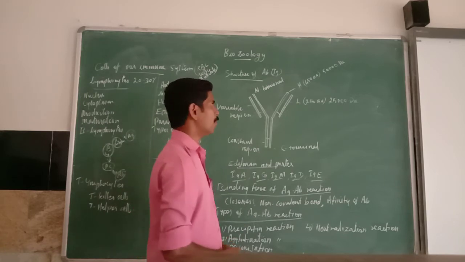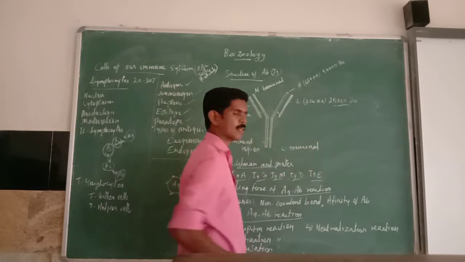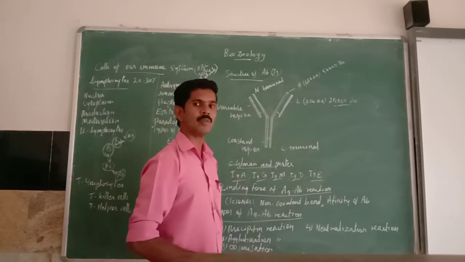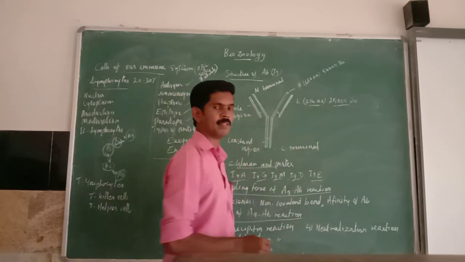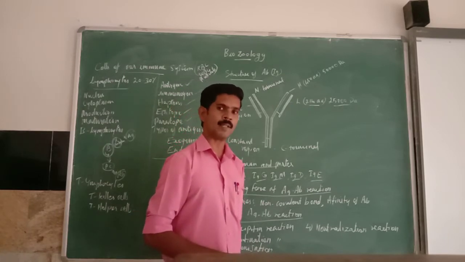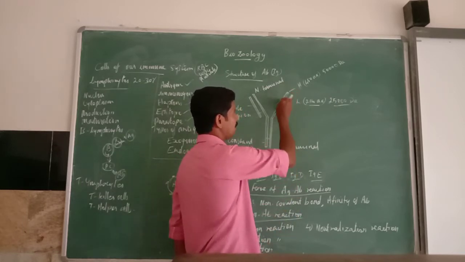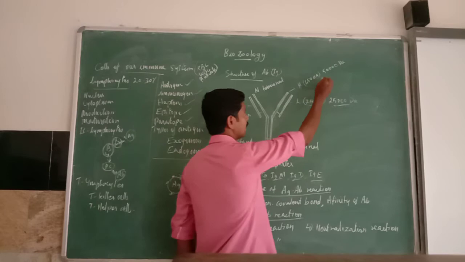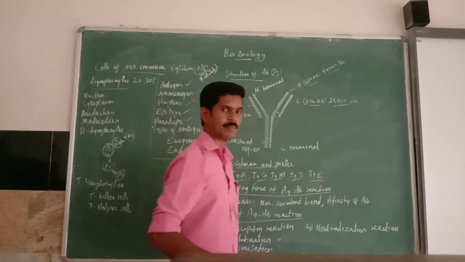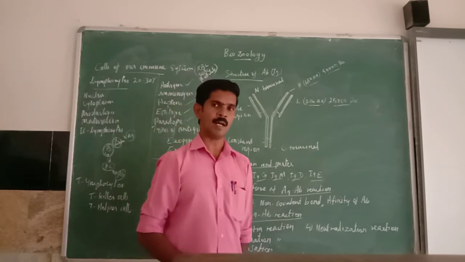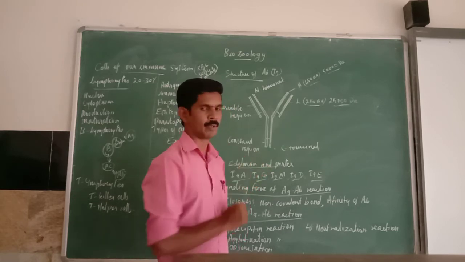Understand? Then the molecular weight of the light chain is 25,000 dalton, and the light chain is made up of 214 amino acids. Then the molecular weight of the heavy chain is 50,000 dalton, and the heavy chain is made up of 450 amino acids. Understand my dear students? I hope you all understood all these points.